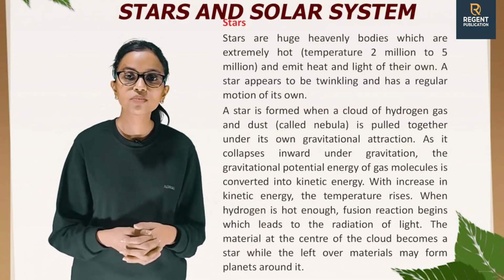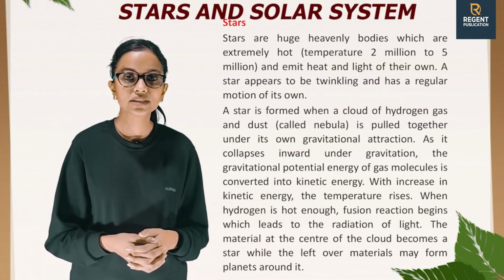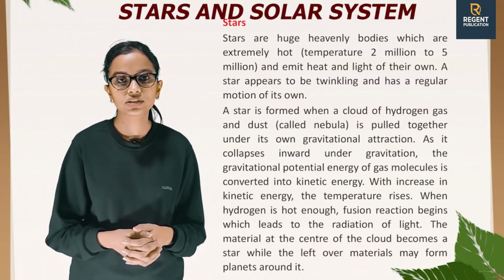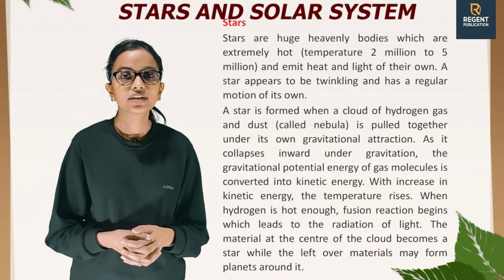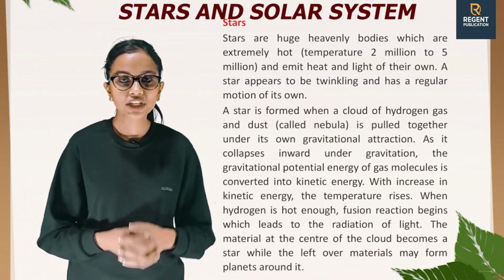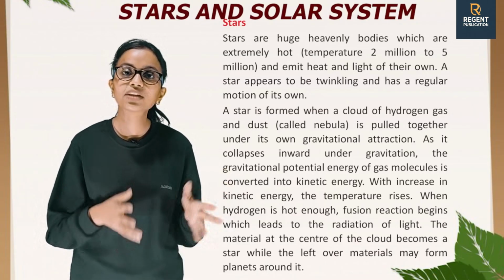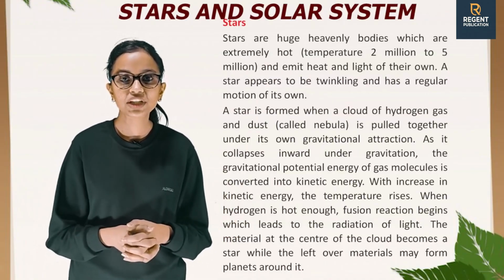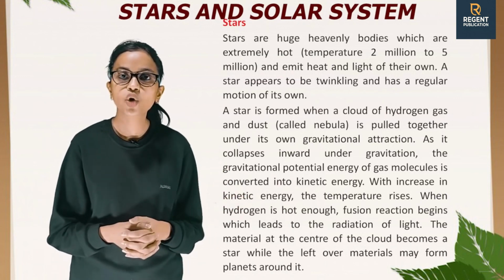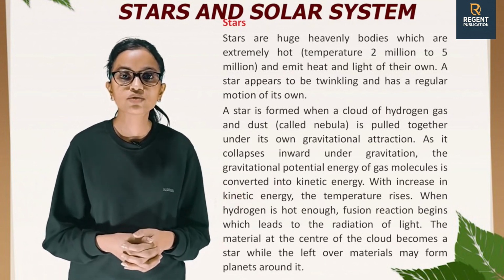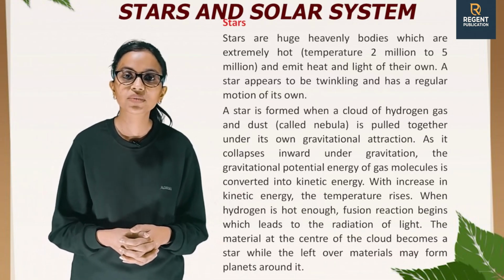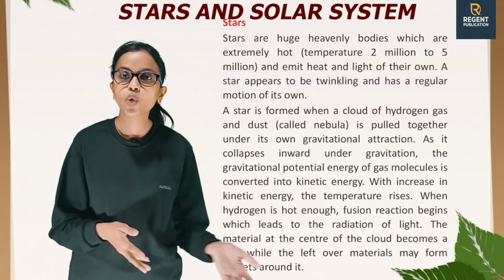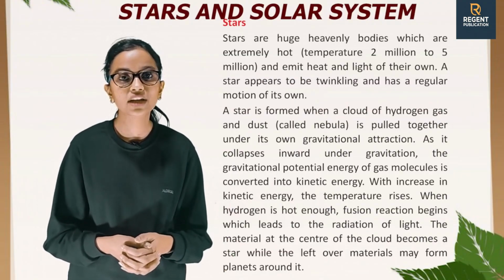A star is formed when a cloud of hydrogen gas and dust called nebula is pulled together under its own gravitational attraction. As it collapses inward under gravitation, the gravitational potential energy of gas molecules is converted into kinetic energy. With increases in kinetic energy, the temperature rises. When hydrogen is hot enough, fusion reaction begins, which leads to the radiation of light. The material at the center of the cloud becomes a star, while the leftover materials may form planets around it.